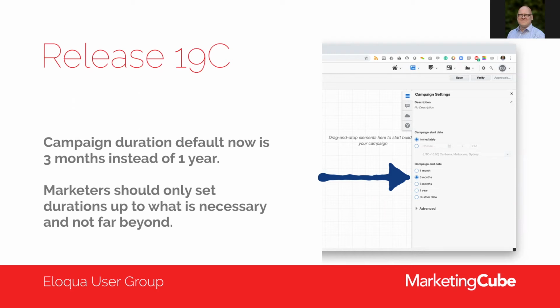For many customers who might have a canvas with only 2 or 3 emails on it, those 2 or 3 emails might be delivered within the space of a week. So there was no need to have a campaign end date set for 12 months out.